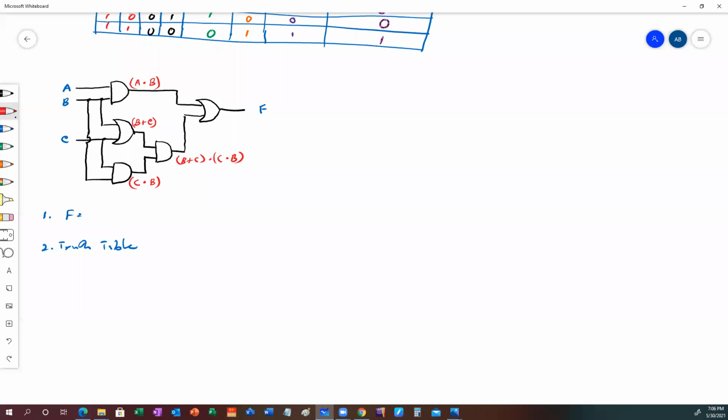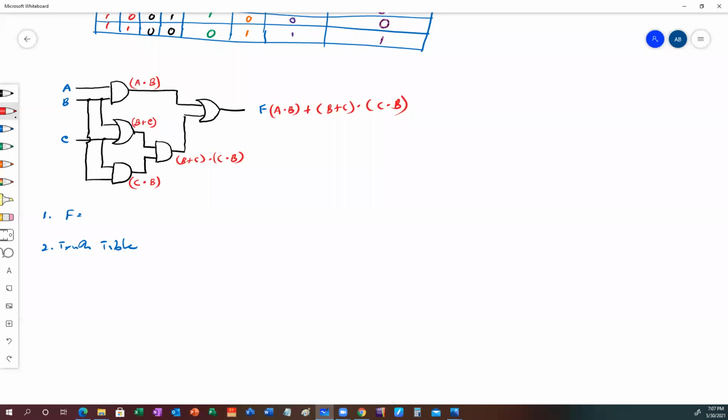Then the final one is up: A and B, OR, again B or C, and C and B. This is the final output.